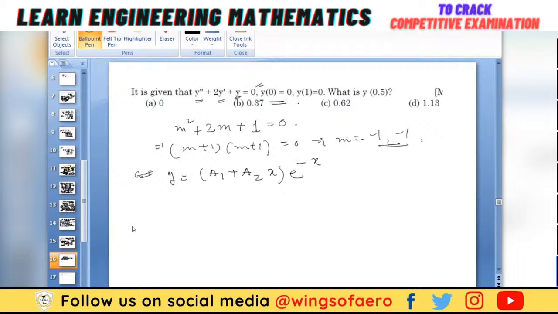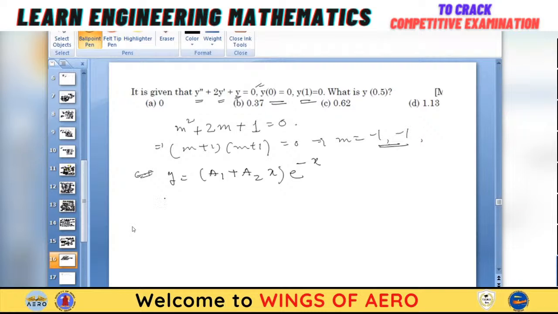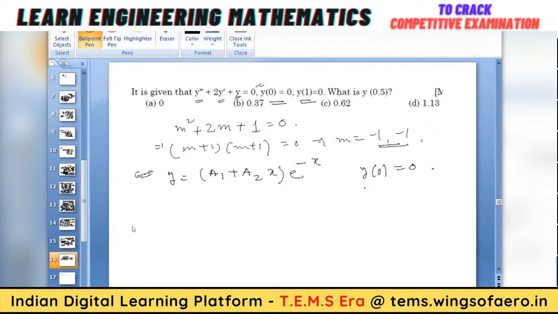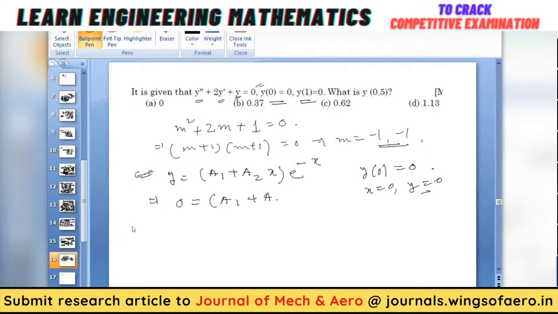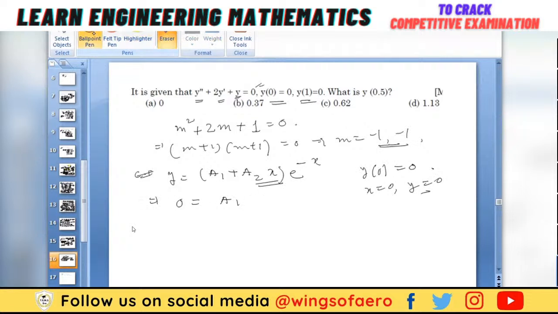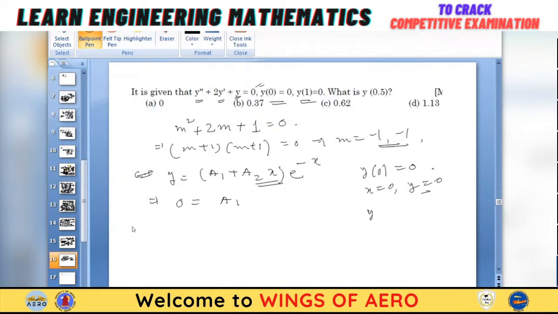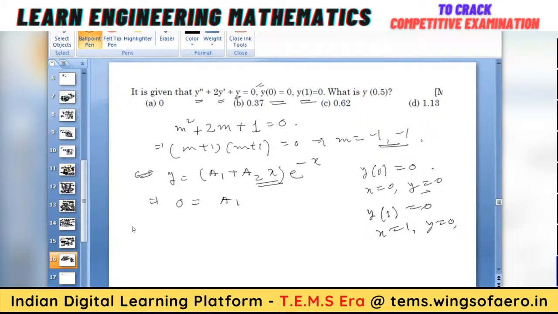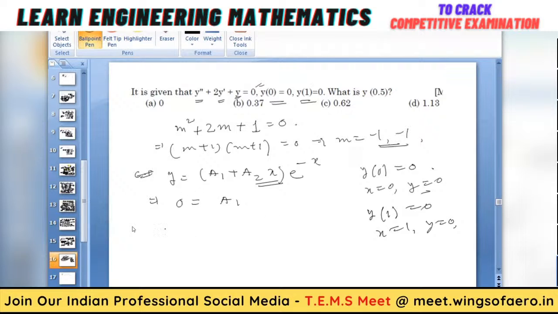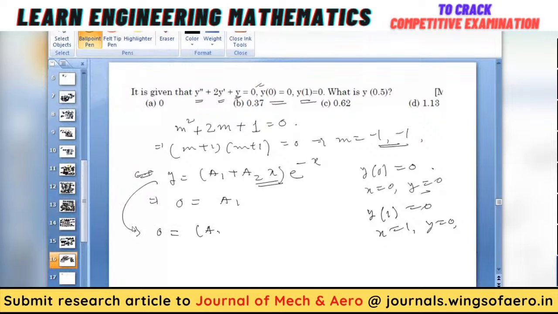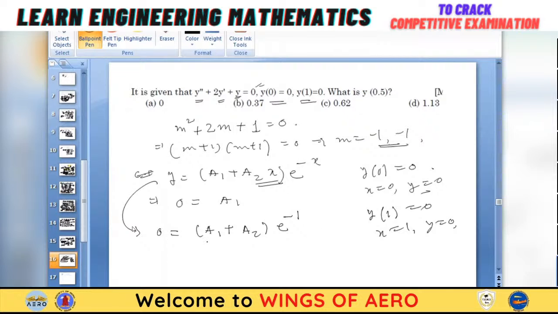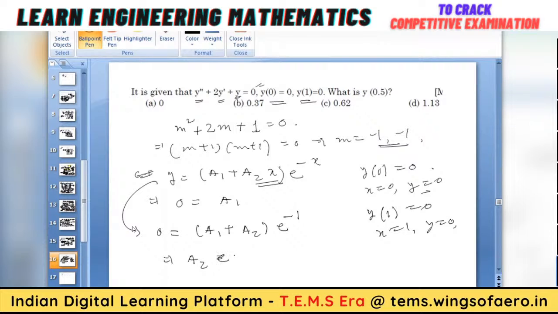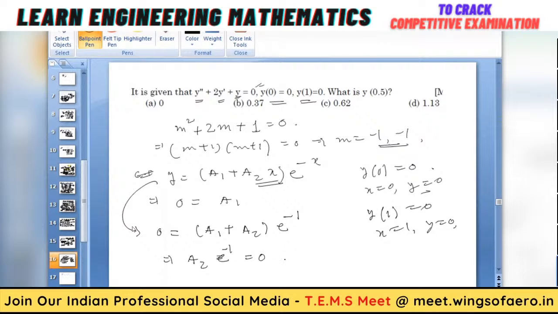Now y0 equal to 0, y1 equal to 0. If I put y0 equal to 0, it means when x equal to 0, y equal to 0. Put y equal to 0 here, a1 plus a2 x equal to 0 means the second part is nullified and the exponential is 1, so a1 equal to 0. And if I put y1 equal to 0, it means x equal to 1, y equal to 0. So 0 is equal to a1 plus a2 e to the power minus 1. a1 is already 0, so a2 e to the power minus 1 is equal to 0.